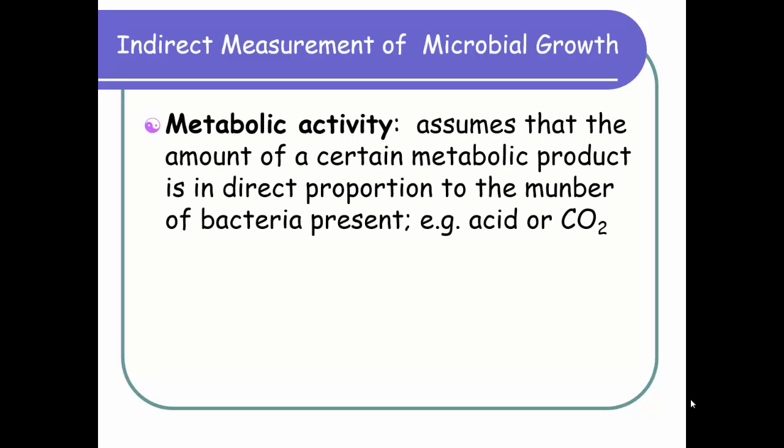Metabolic activity assumes that the amount of a certain metabolic product, such as a gas or an acid, is in direct proportion to the number of bacteria present. So we can measure the amount of acid or CO2 or other gas and say, based upon how much we produce of that acid or gas, this will then correspond to approximately this number of bacteria.